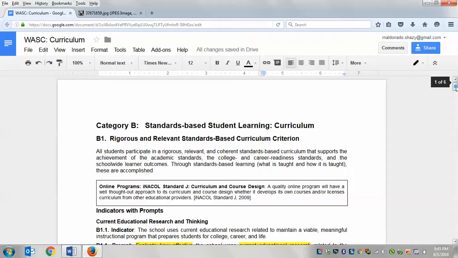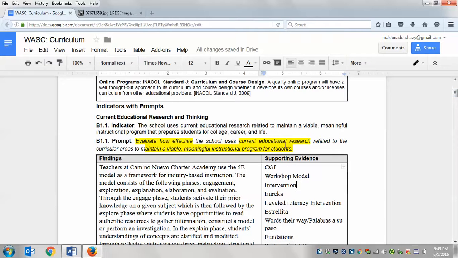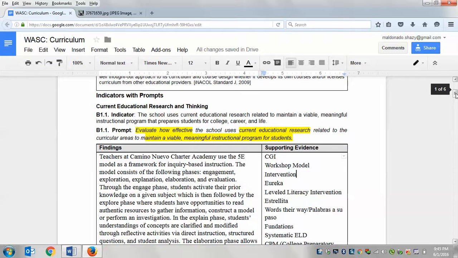Remember that this is a tutorial video, so at any point that you need to pause the video, please feel free to do so. So the prompt that I started answering was B1.1 from curriculum, and it says evaluate how effective the school uses current educational research related to the curricular areas to maintain a viable, meaningful instructional program for students. So one of the first things I did was to clearly understand what they're asking me. I've highlighted keywords like evaluate how effective, current educational research, maintain a viable, meaningful instructional program for students. I recommend that you guys do that if that's something that you need as a support.